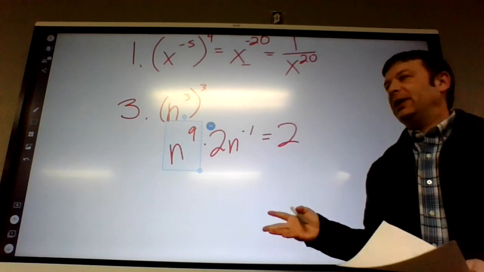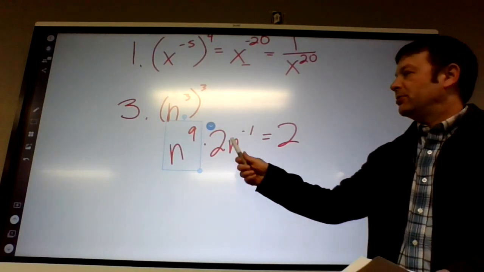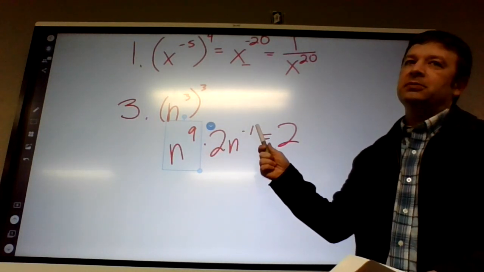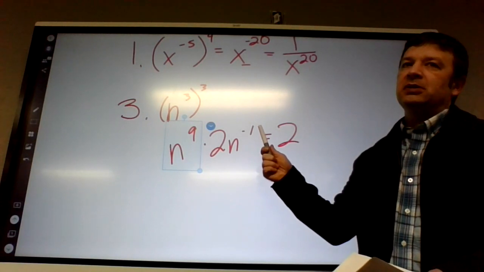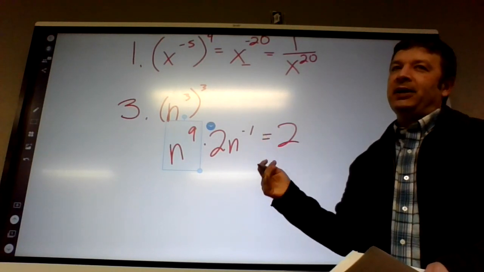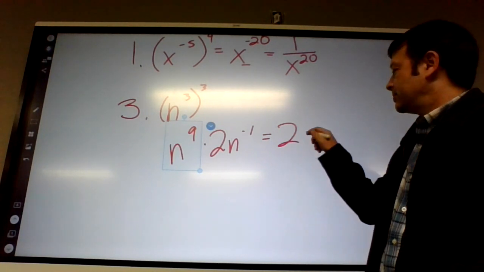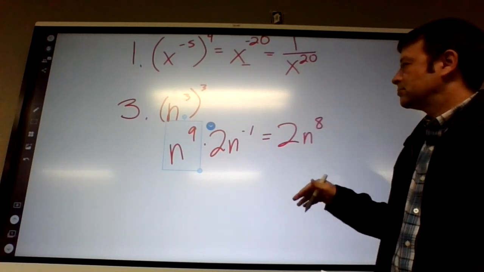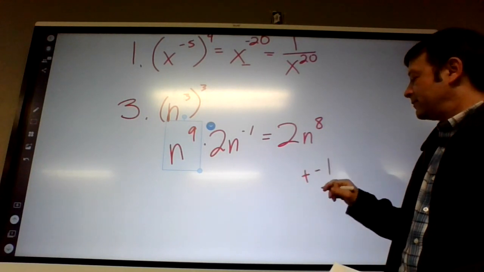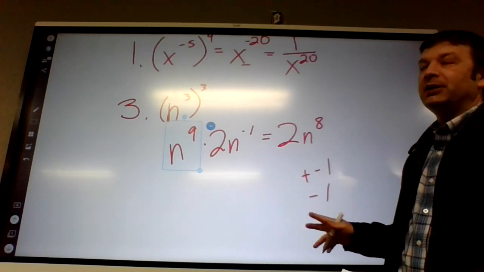Should we multiply or add or what? What's 9 plus negative 1? Okay, if you add a negative 1, that's the same thing as taking away 1. So there you go. Yeah, plus negative is the same thing as just minus.